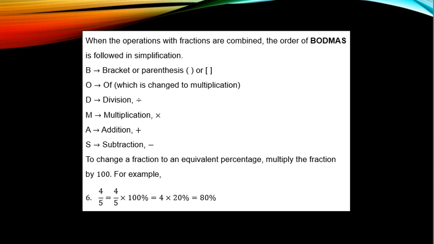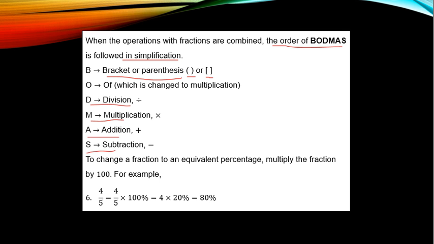All right. When the operations with fractions are combined, that is when you have addition, subtraction, multiplication and division in one problem, the order of BODMAS is followed in simplification. In BODMAS, the first letter B is bracket or parenthesis, which is a round bracket or a square bracket. The next letter is O, which is "of", changed to multiplication. Then you have division, followed by M, multiplication, followed by A, addition, and S, subtraction.